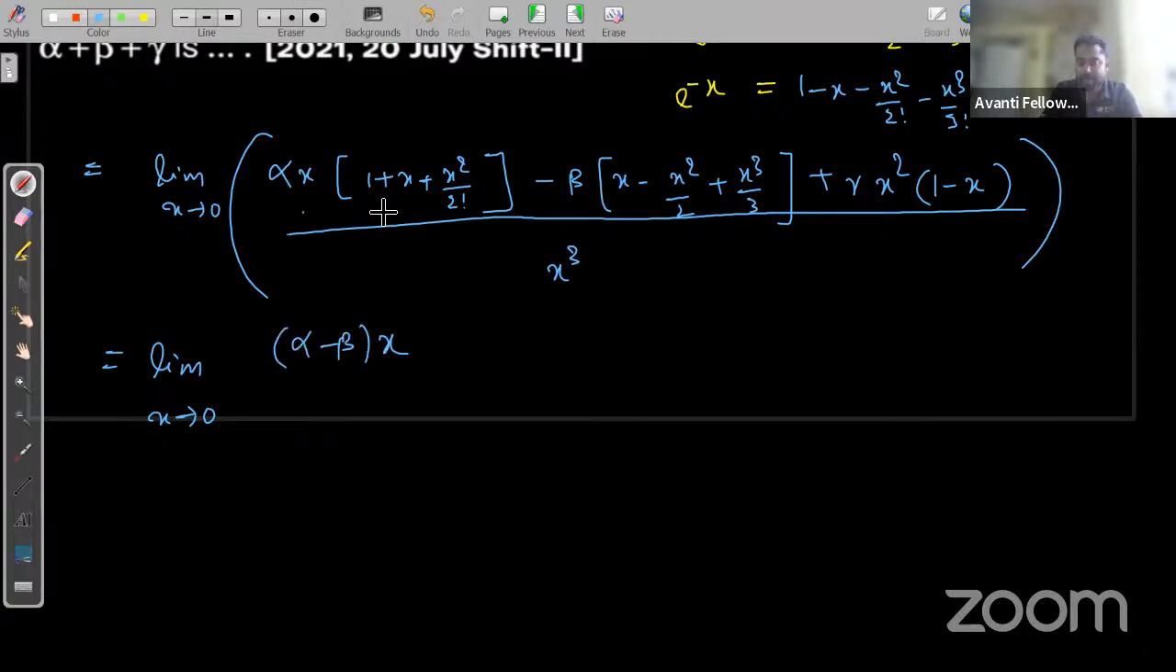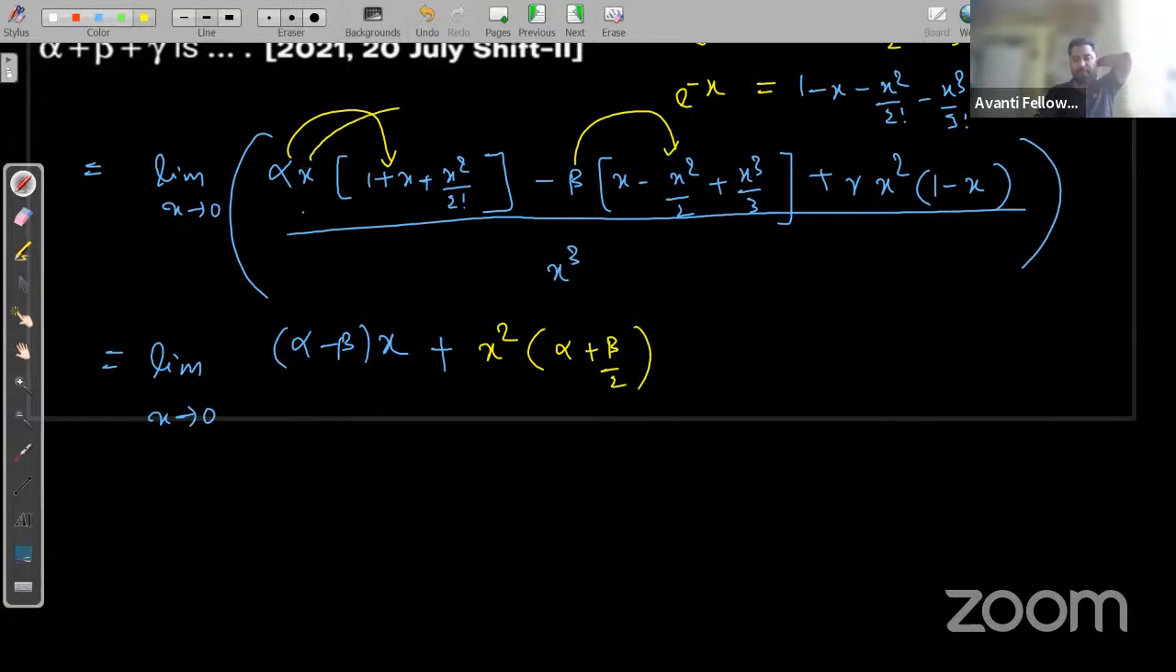When we multiply alpha x into 1, we get alpha x. When we multiply beta with x, that is minus beta. So alpha minus beta into x. Then plus, what is the coefficient of x square you are getting? When you multiply alpha into x, we get alpha x square. When you multiply beta with x square by 2, we get beta x square by 2. So taking x square as common, it will be alpha plus beta by 2, right?